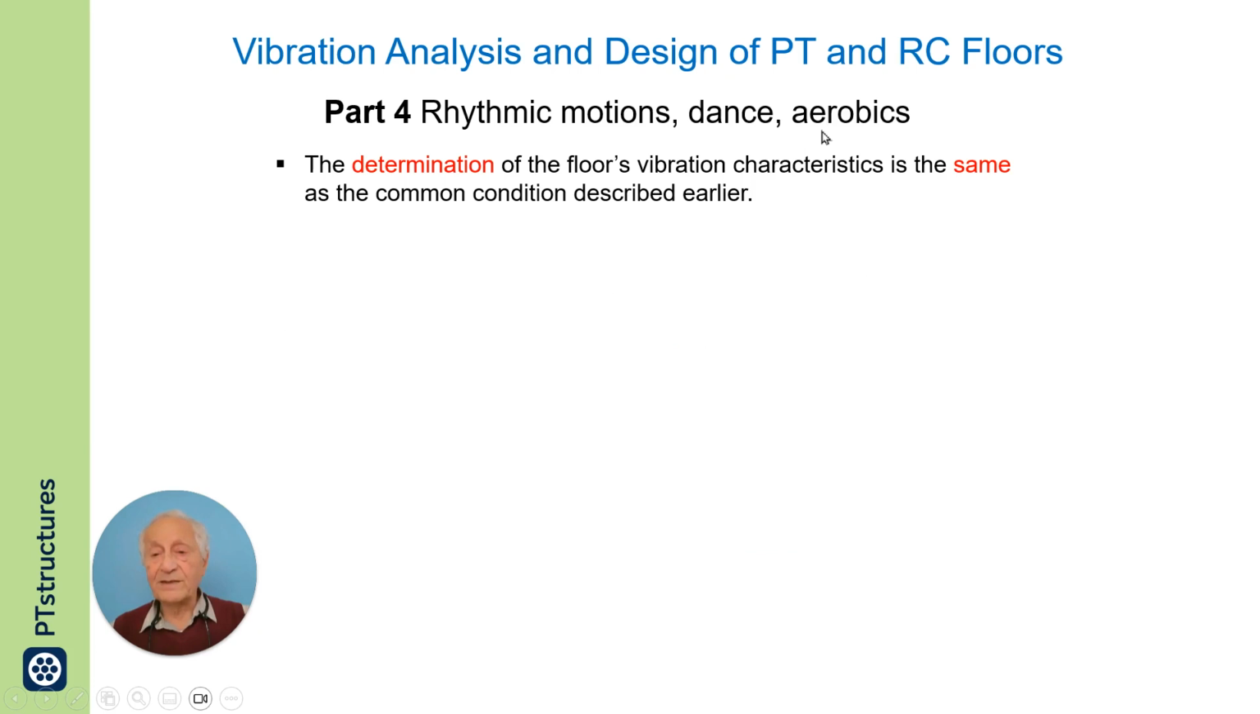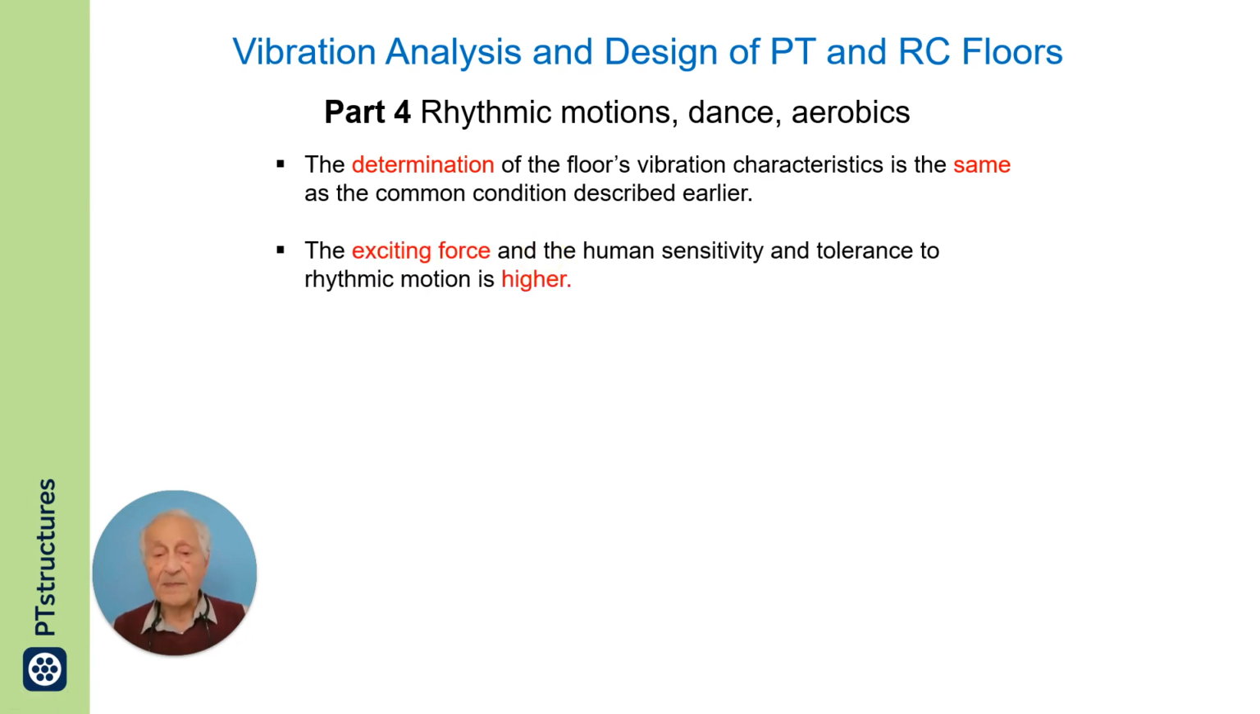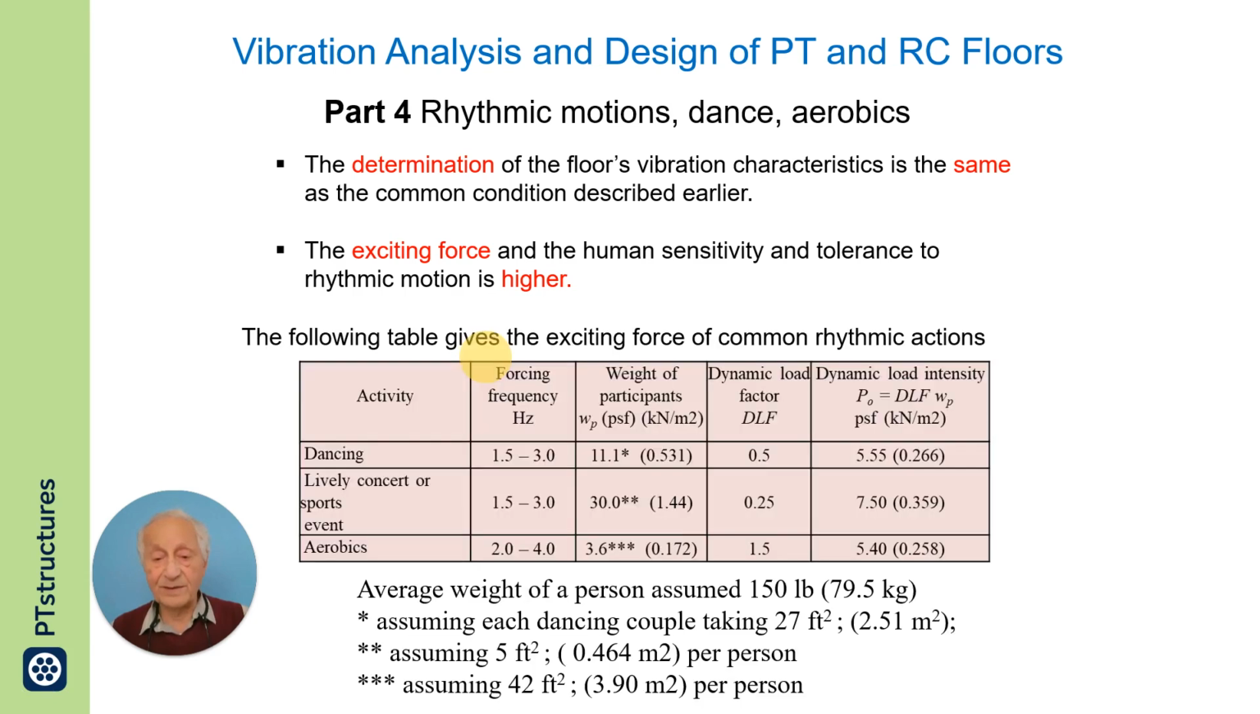Now, for rhythmic motion and dance or aerobics, the determination of the floor's vibration is the same as the common condition described earlier. In other words, frequency is a property of the floor, its supports and material properties. It is the impact of the vibration on the people that will be different this time. Exciting force of the human activity and the tolerance will be higher. Exciting force will be also different. Previously, we had walking. But if you have a dance hall or aerobics, then exciting force will be more. There are two things. Exciting force is more, tolerance is also higher.